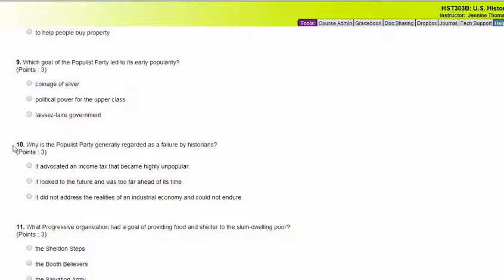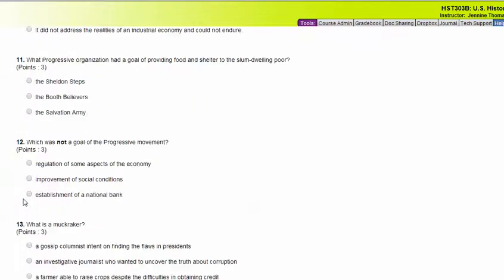Number 10, why is the Populist Party generally regarded as a failure by historians? It advocated an income tax that became highly unpopular. It looked to the future and was too far ahead of its time. It did not address the realities of an industrial economy and could not endure. Number 11, what progressive organization had a goal of providing food and shelter to the slum-dwelling poor? The Sheldon Steps, the Booth Believers, or the Salvation Army?